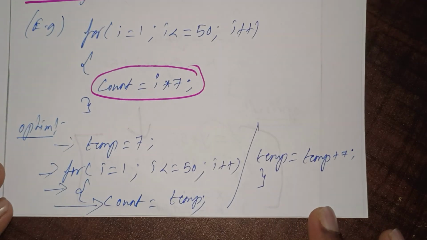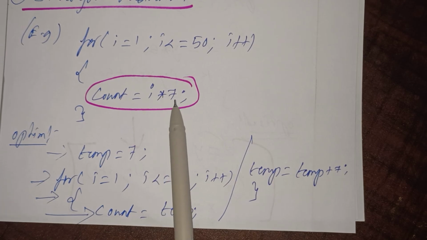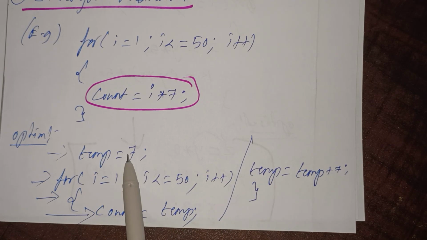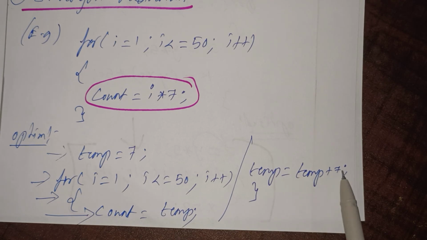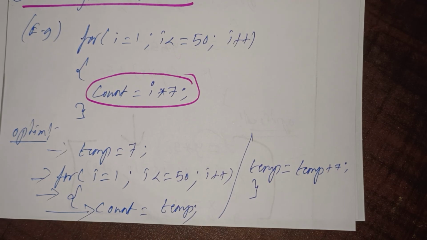I can confidently say that the strength has been reduced here. How? Instead of i * 7, we have count = temp, then temp = temp + 7. Initially temp is 7, and after that the value of temp is 14. Again it will go and print, count = temp, so the 7 becomes 14 here. Temp = temp + 7, that is 14 + 7 = 21, so this becomes 21. It will keep on printing the same way while i is less than or equal to 50. So 50 times it will produce the multiples of 7.